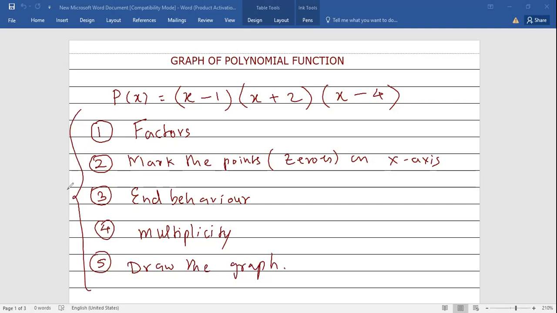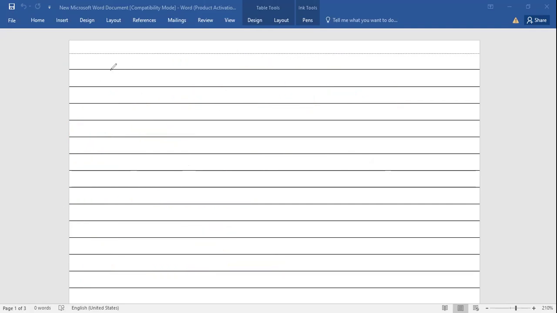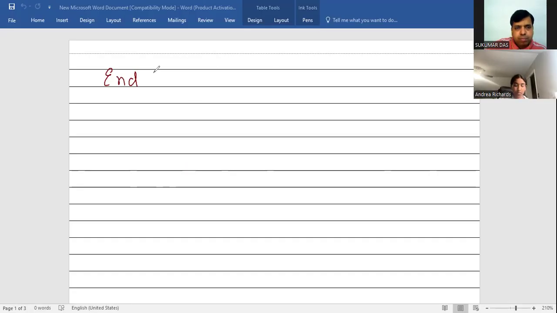Okay. End behavior. Let us look into this end behavior. So what is end behavior? End behavior means what is the value of y when x tends to plus infinity or negative infinity. Okay. So there are certain rules that we need to understand.